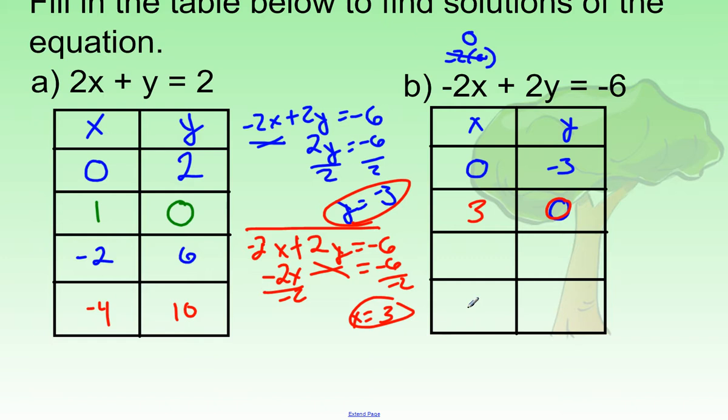So I found now 2 points. I found the x and y intercepts. Well, I should say this is the y-intercept. This is the x-intercept. The x-intercept happens when the y value is 0. The y-intercept happens when the x value is 0. So this is where the line would cross the y-axis. So if I made a little quickie sketch here, the line's going to cross at 0, negative 3, and the line's going to cross at 3, 0.